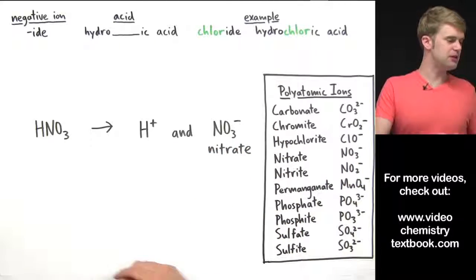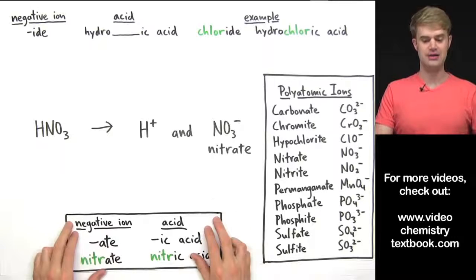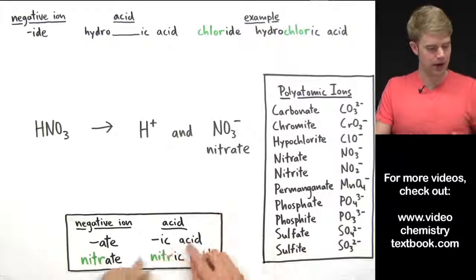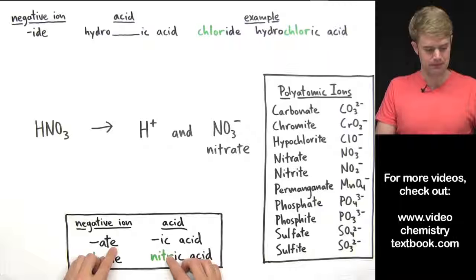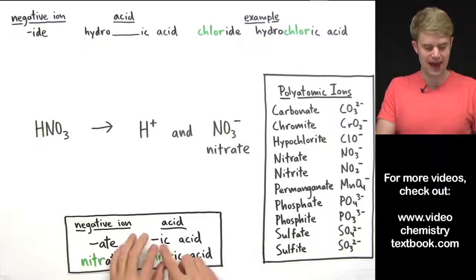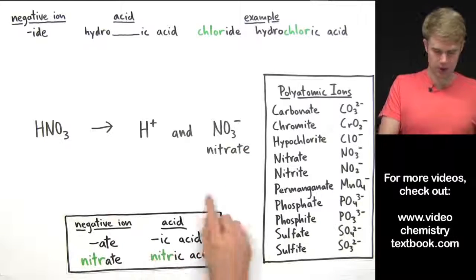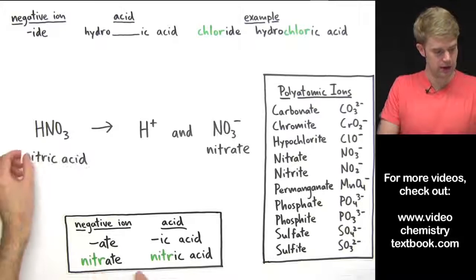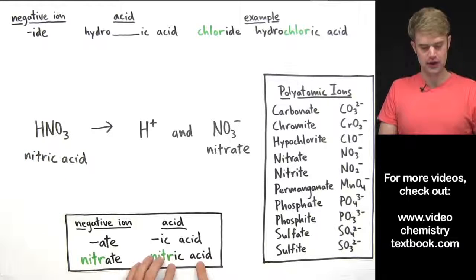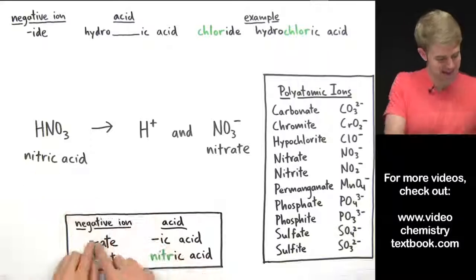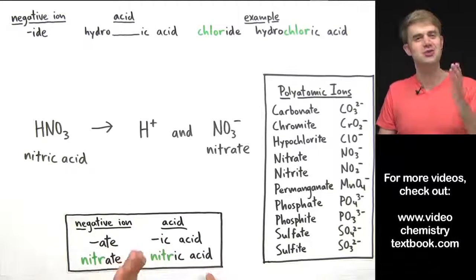So that means that I'm going to be using this rule for naming the acid. If the negative ion ends in ATE, we take off the ATE and we add an IC. So I'm going to go from nitrate here to nitric acid. Ate to ic.